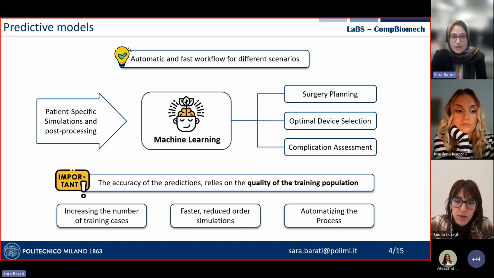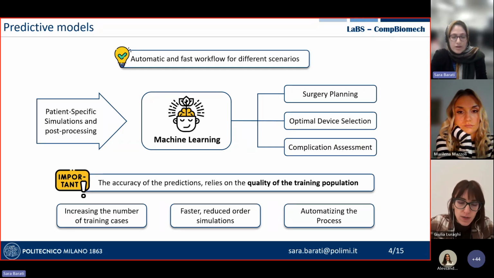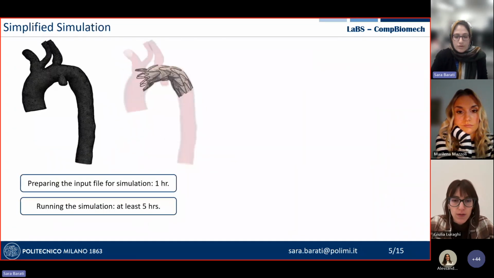First, we need to increase the number of training cases by virtual cohorts. We need to define faster reduced order simulations that are ideal for machine learning, and automatize the process. So the registration that we use in Deformetrica comes from this idea.